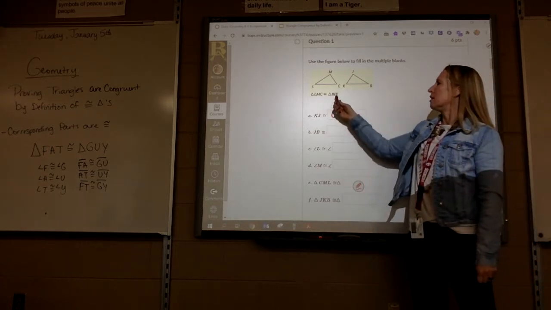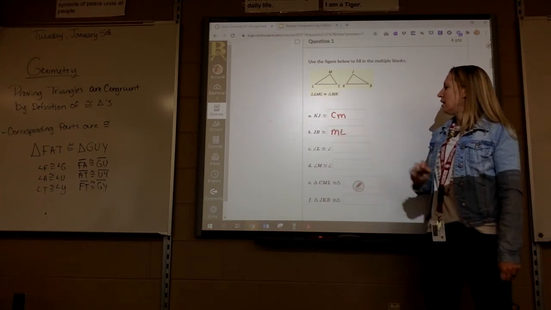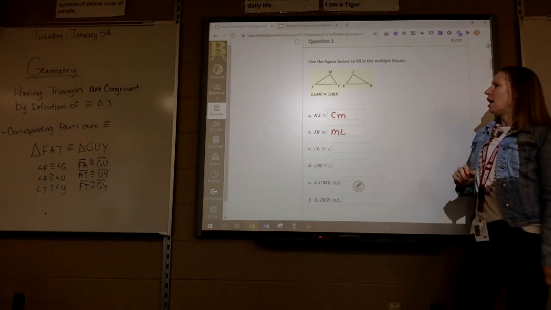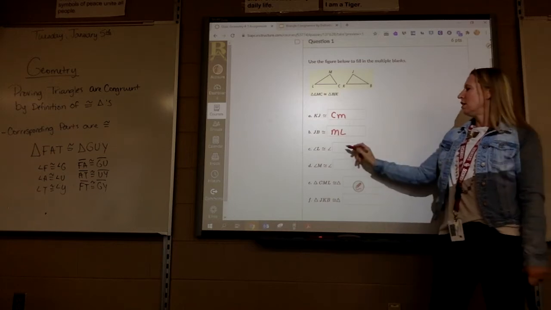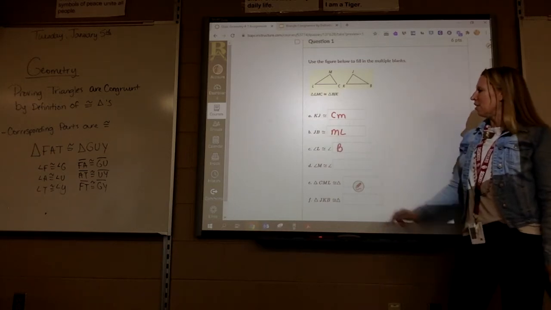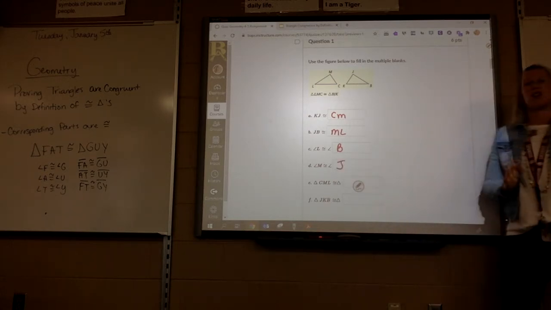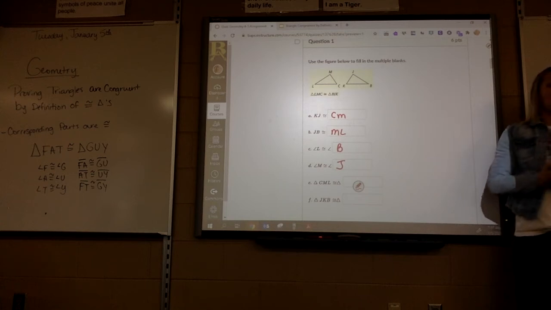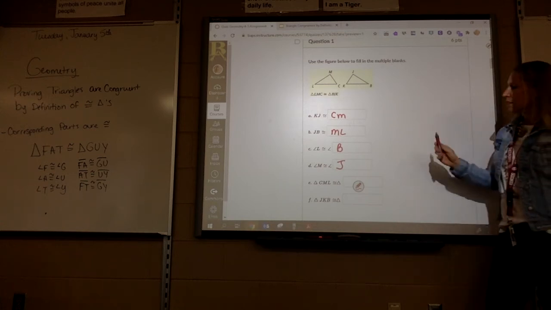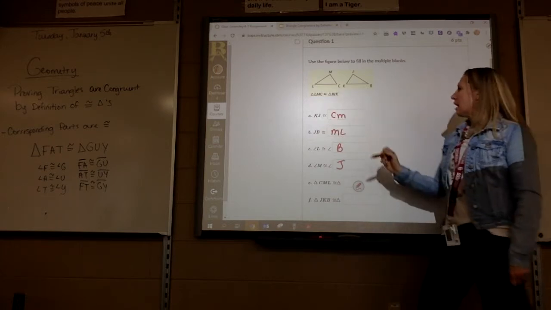So JB is middle first. What would that be? ML, good. Angle L would be congruent to angle B. MLB. And M would be congruent to J. Okay, so now you've got the triangle congruence statements. The order matters. So CML goes last, middle, first. KJB.